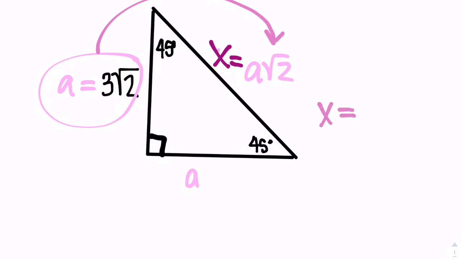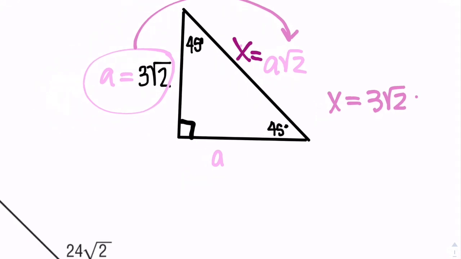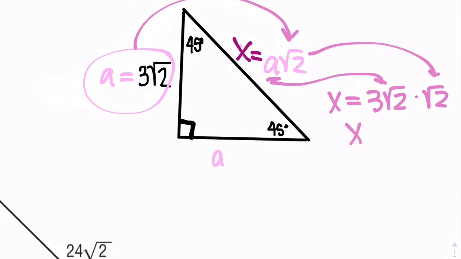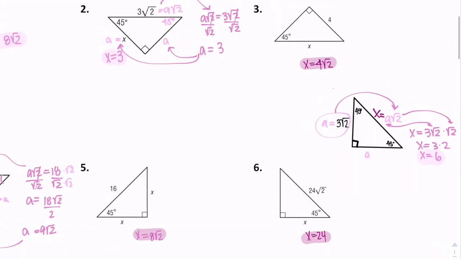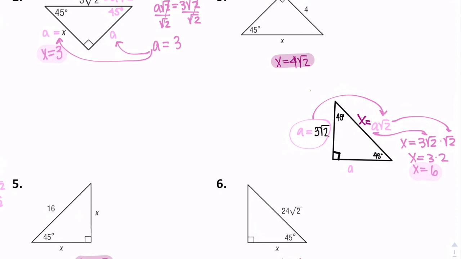So X is equal to, so A is 3 root 2, but I'm still multiplying it by root 2, right? A is 3 root 2, and I have my root 2 here. So X is going to be equal to root 2 times root 2 is 2, 3 times 2. So X is equal to 6. I'd like you to try 3, 5, and 6 on your own. The answers are there. Go ahead and pause. Make sure you can get those.